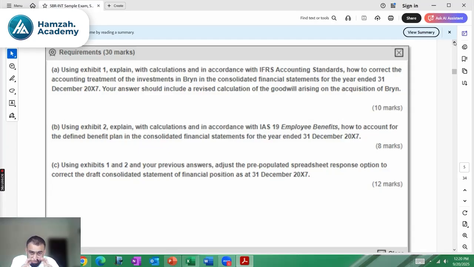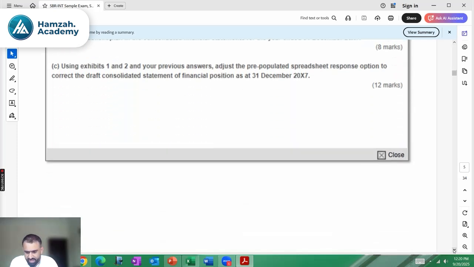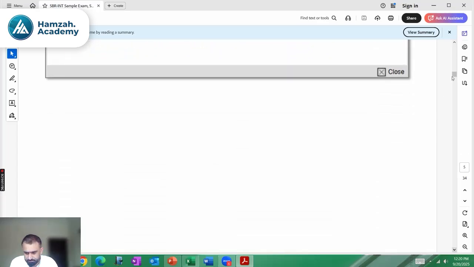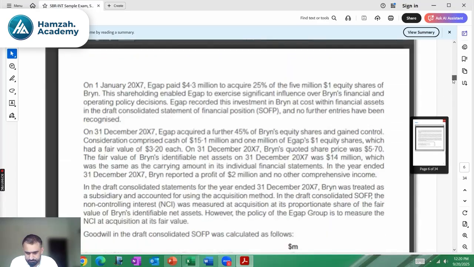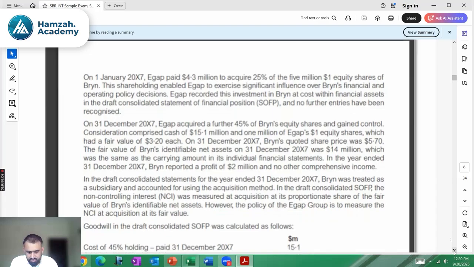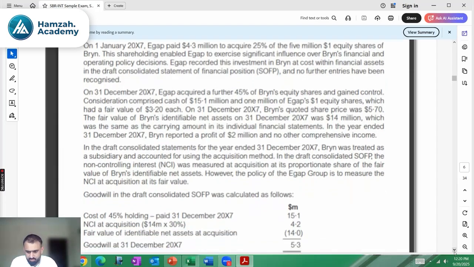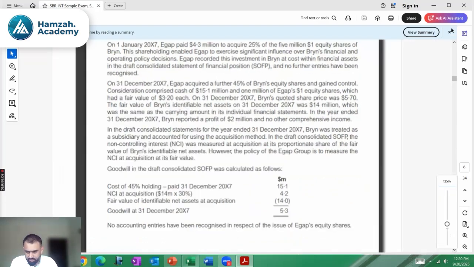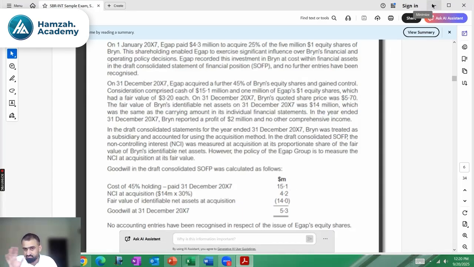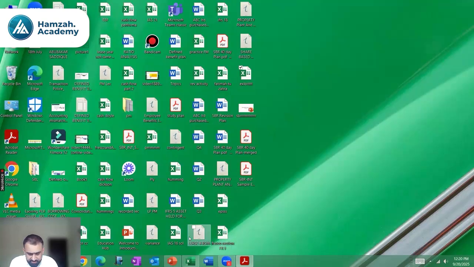So now I will debrief the answer of this requirement, and at the same time, I will be adjusting that information in the pre-populated spreadsheet as well to rectify the balance sheet. So coming back to the question. This is the question. Now, I have already made some slides on the answer, so I will go to the slides.